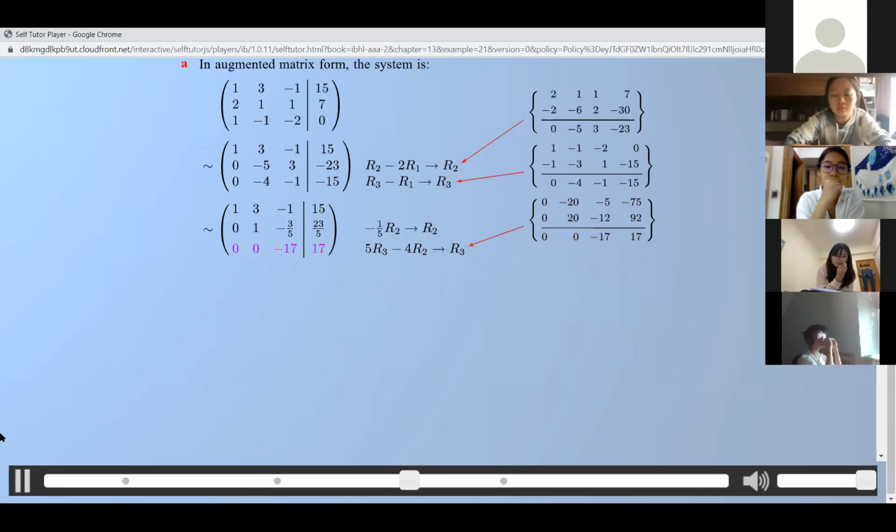Row 3 now starts with 2 zeros. We look to make the third element 1. We multiply row 3 by -1 over 17 to give us the new row 3. With this format, guys, what is the interpretation you think this question will result into?